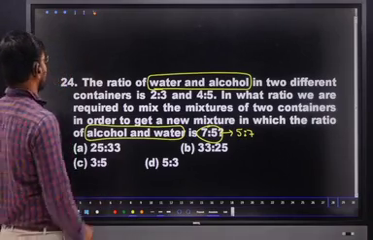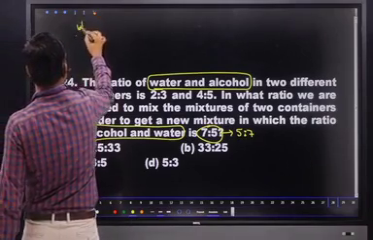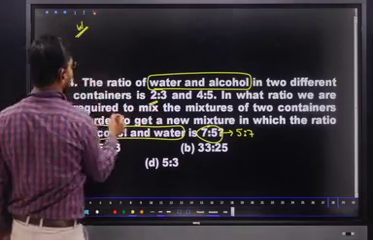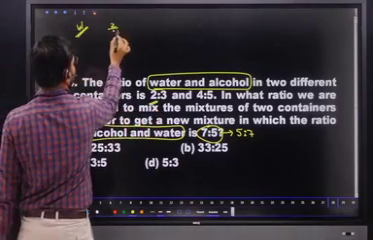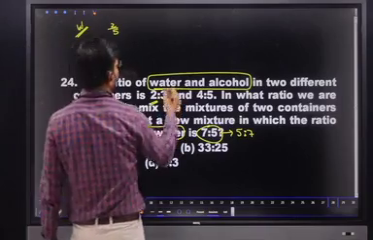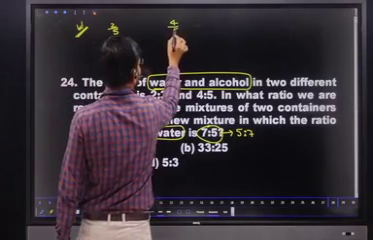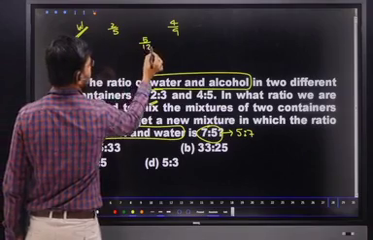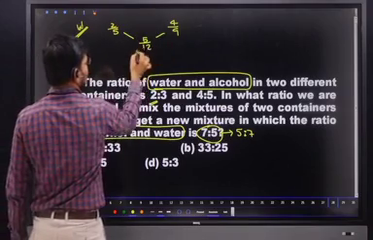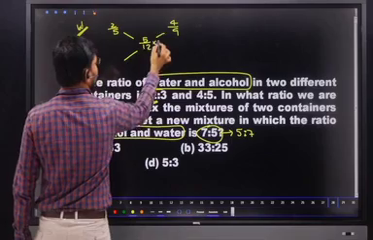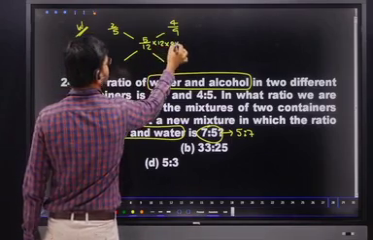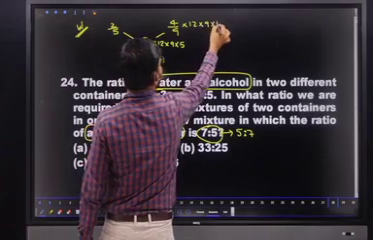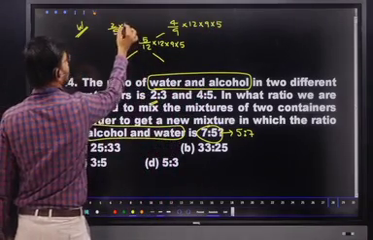If I solve based upon water, water is how many parts in my first vessel? 2 parts out of 5 parts, 2 by 5. 4 parts out of 9 parts. In the mixture, 5 parts out of 12 parts. Then multiply each one with the denominators. So 12 into 9 into 5.